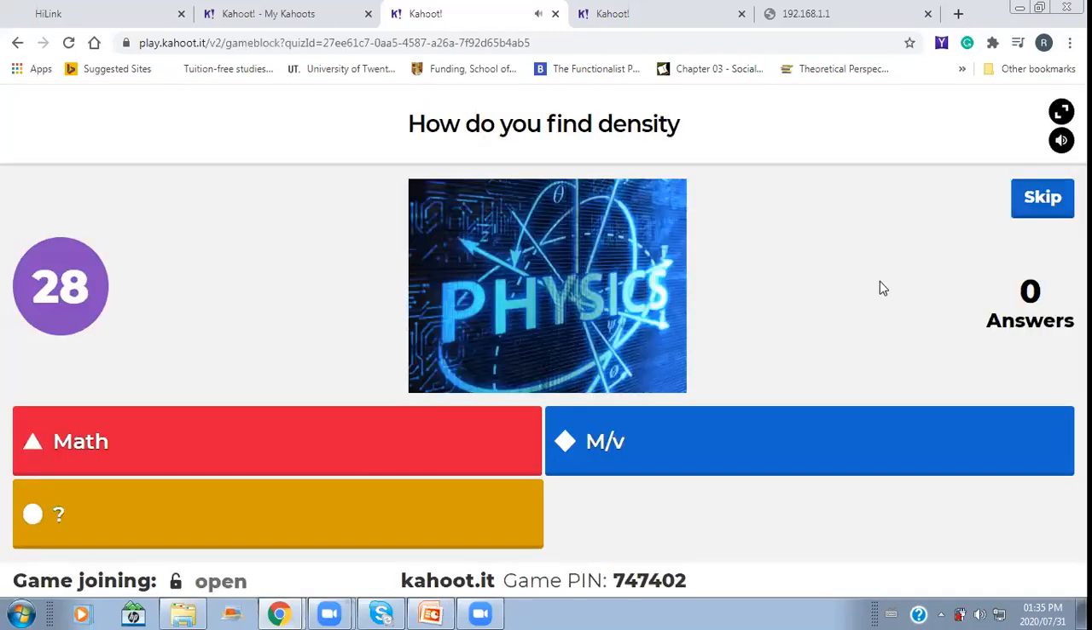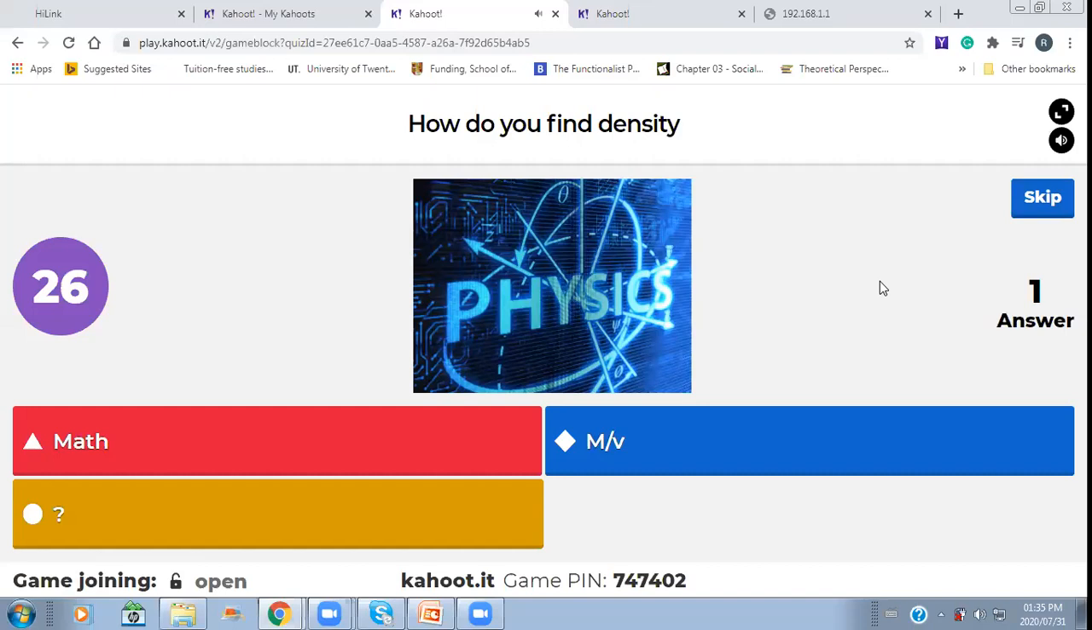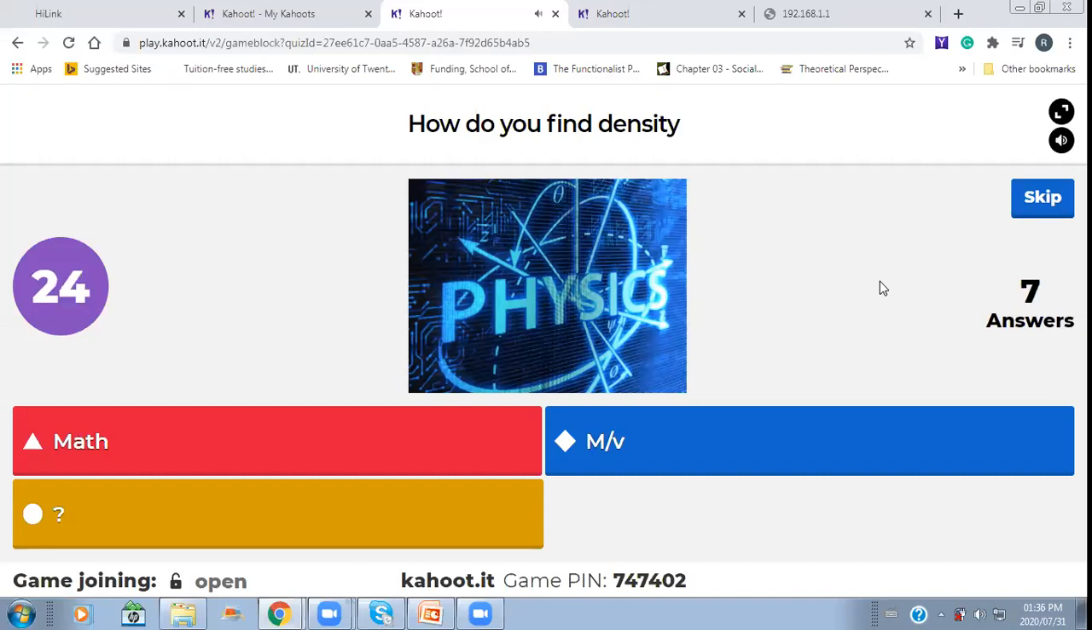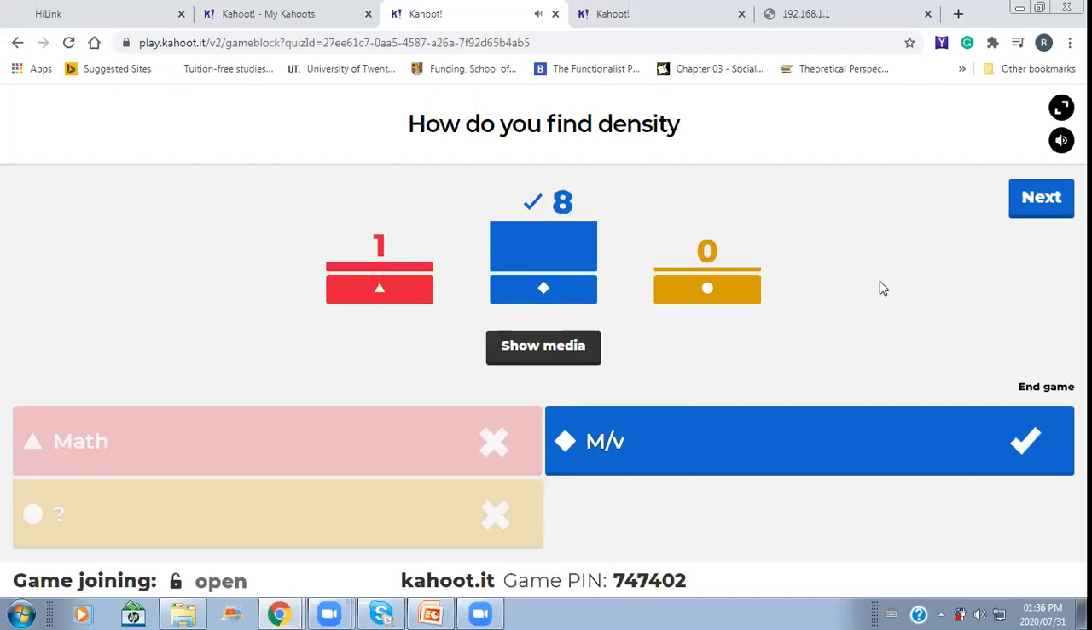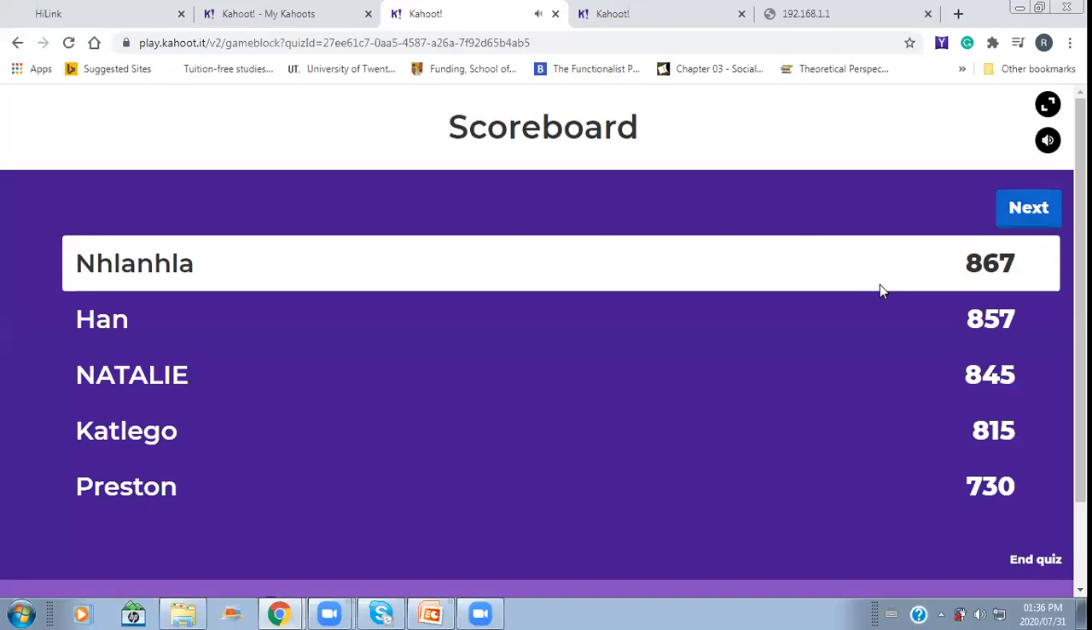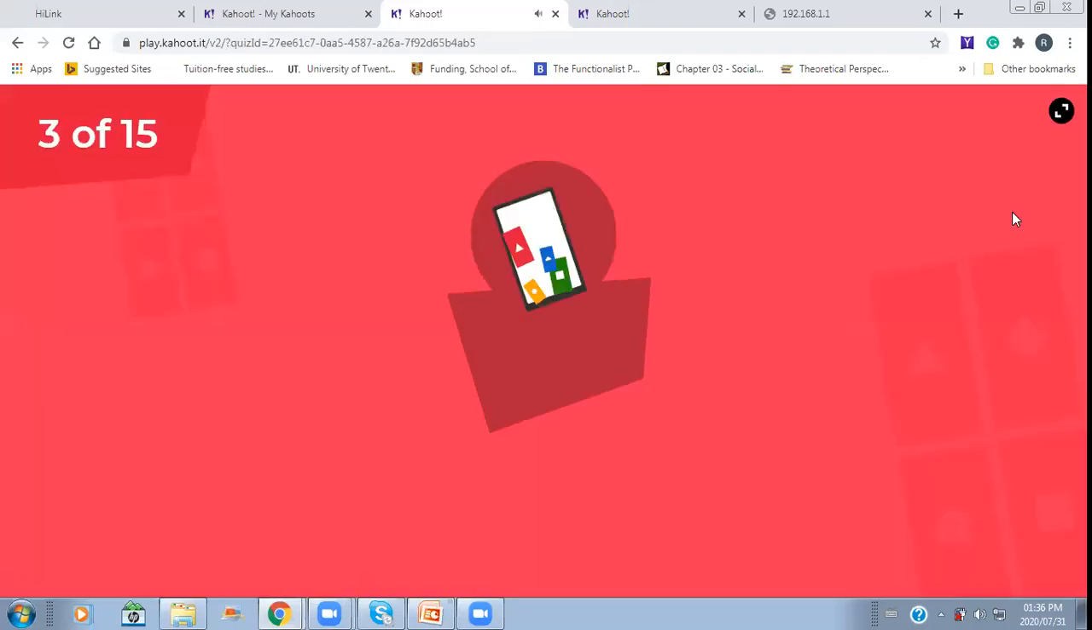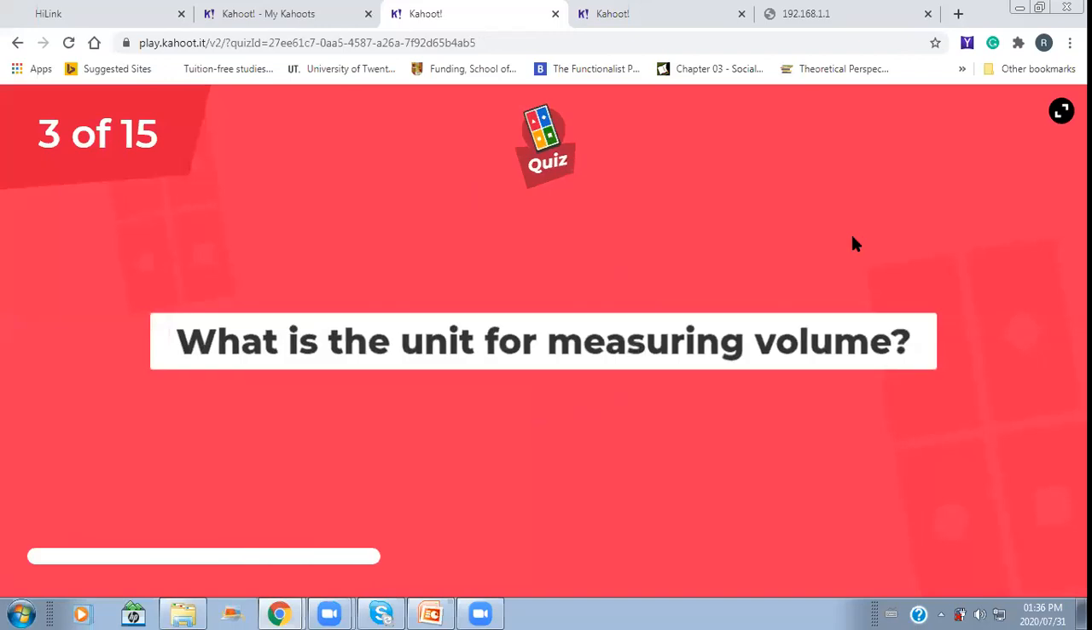How do you find density? We find density using mathematics. We find density using m over v. Perfect, we find density using the formula. All of you are getting that. Let's go on. As you can see, the scoreboard is getting thicker and thicker. What is the unit for measuring volume?